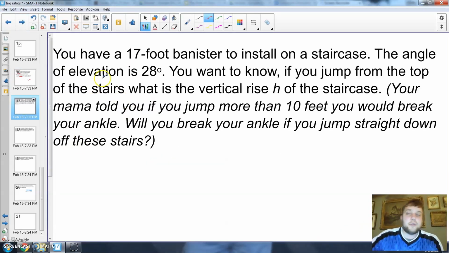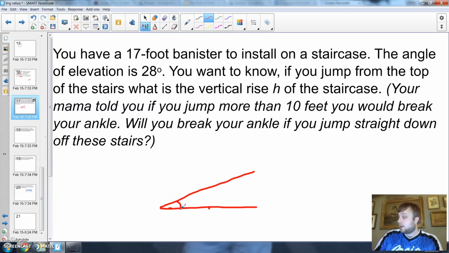Alright, here we go. Here's some fun story problems for you. You have a 15-foot banister to install on a staircase. I'm going to start drawing some stairs here. There's my stairs. It's pretty awesome, huh? The angle of elevation: here's my horizontal line, and angle of elevation would be going up. Remember how I said angle of elevation is going up? So the angle of elevation is 28, from here to here.